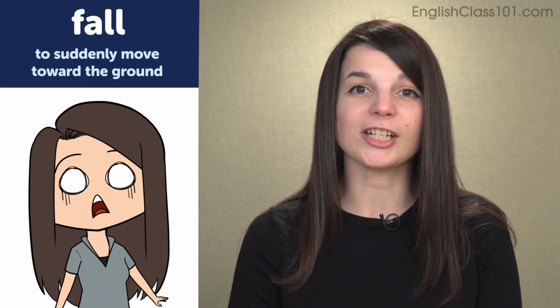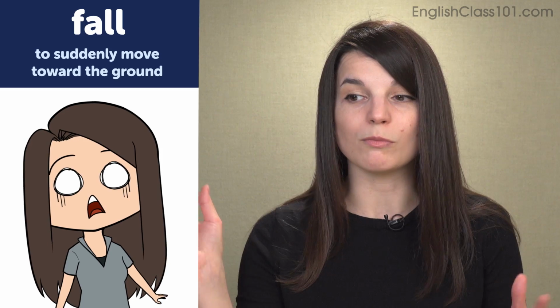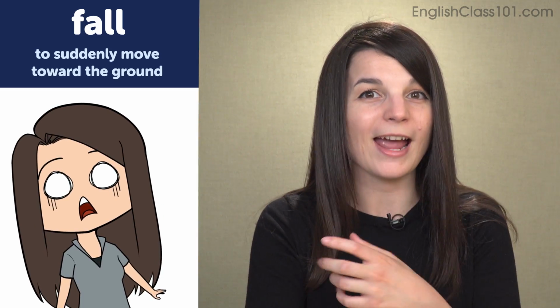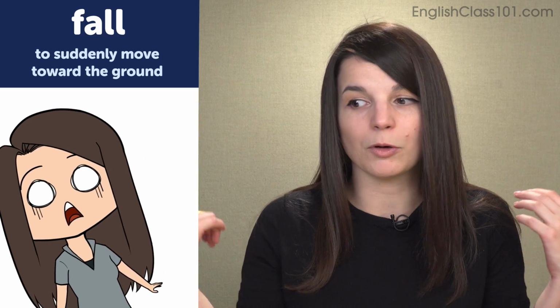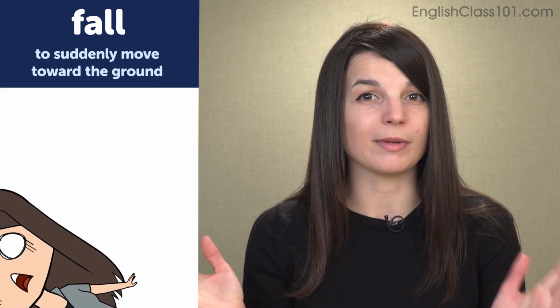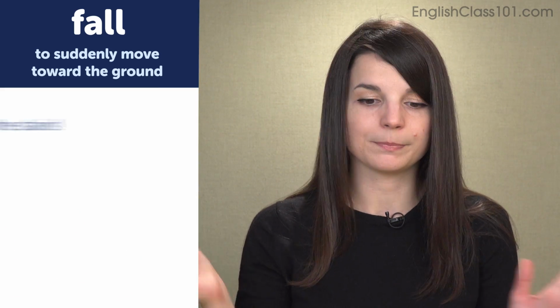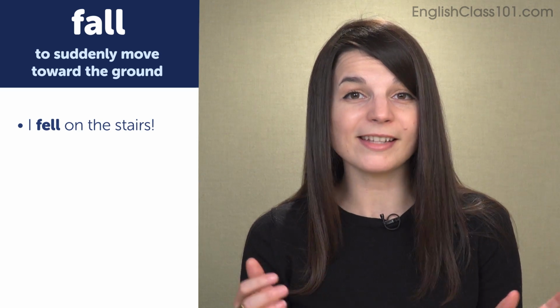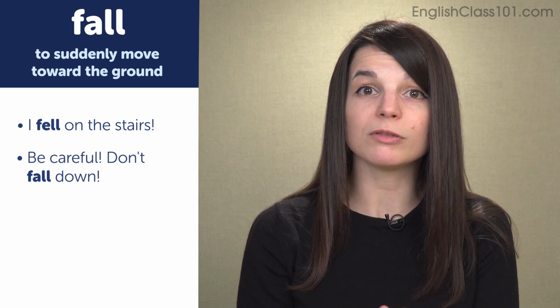The basic definition of the verb fall is to move towards the ground by accident. So your body or an object moves towards the ground, but it's not on purpose. It's an accident. Examples: I fell on the stairs. Be careful, don't fall down.